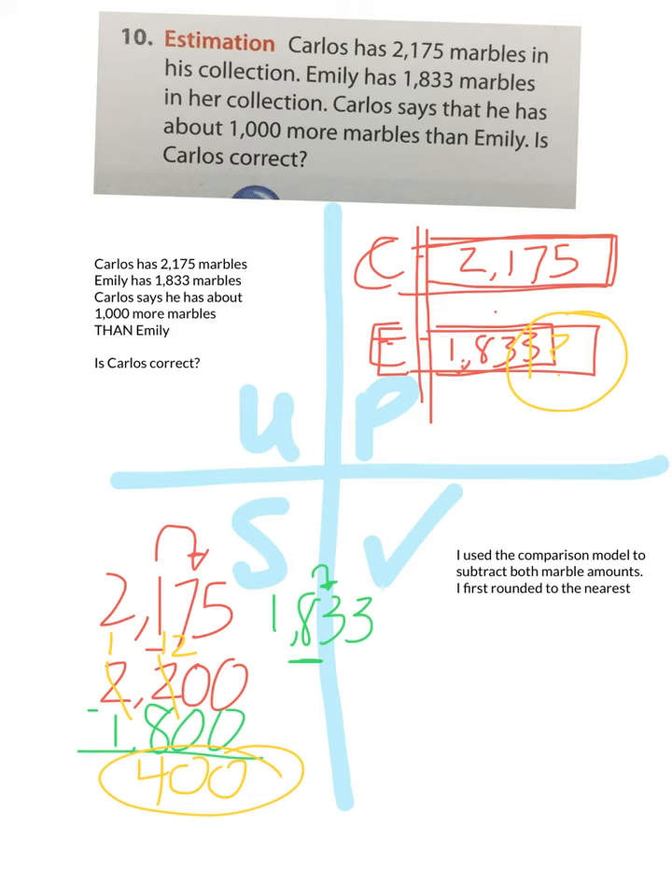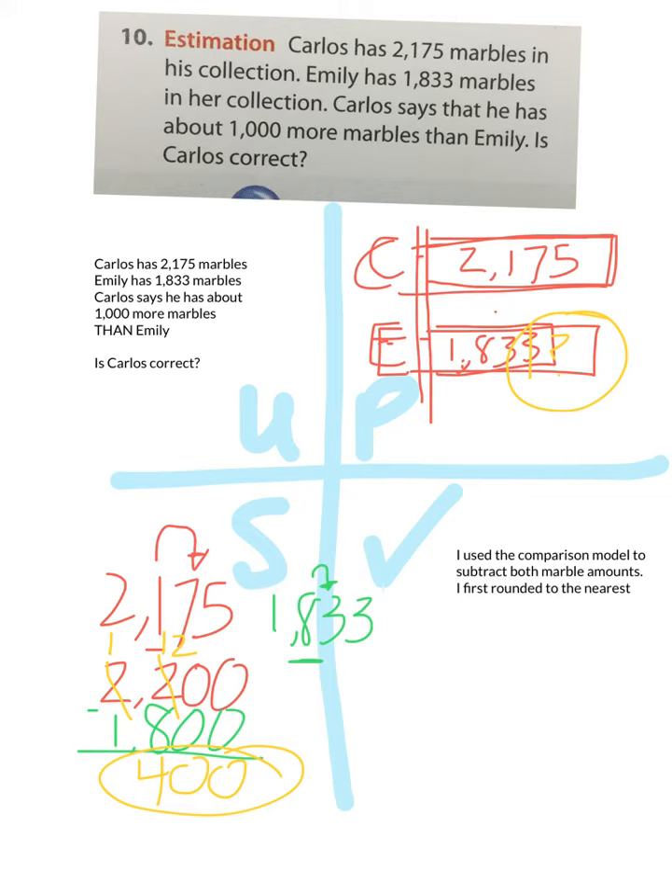Once I rounded, I subtracted 2,200 and 1,800 and got 400. Now, I really want to make sure the students are answering the question, is Carlos correct?